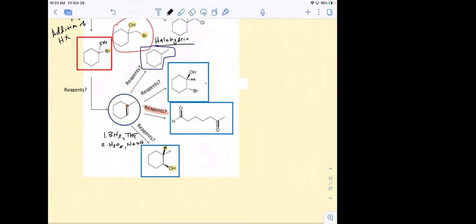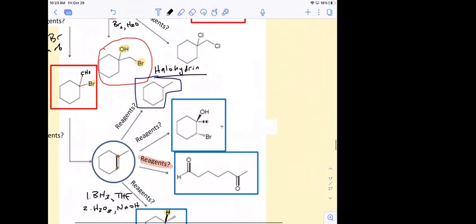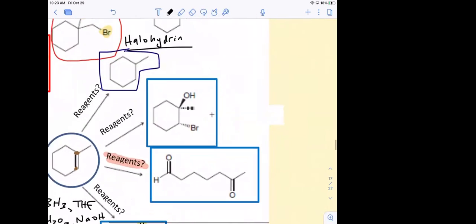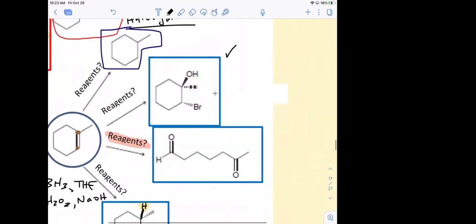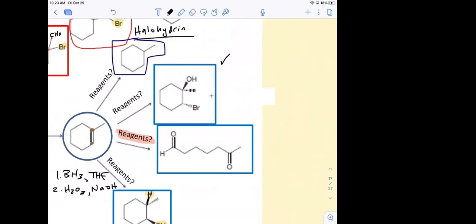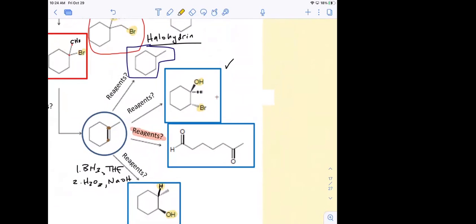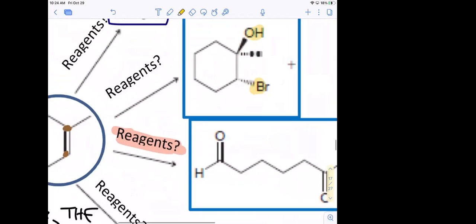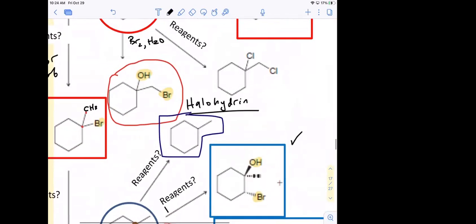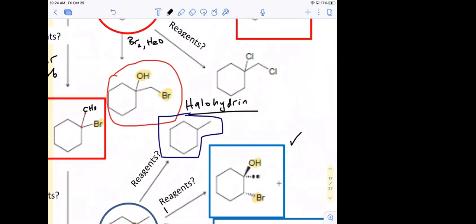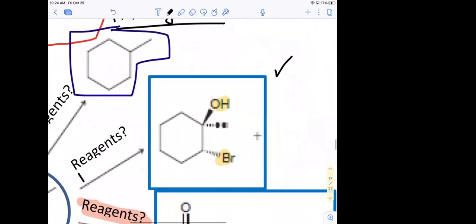What about, I know this is redundant. I shouldn't have done that other one that I circled. That's redundant. What about this one? You got an OH and a Br that got added across that double bond, just like we had up here. The only difference is the stereochemistry is showing. You see how the OH is wedged and the Br is on the dash?